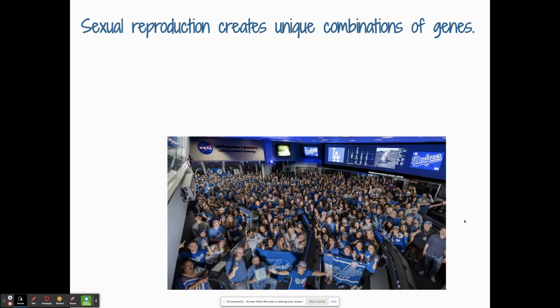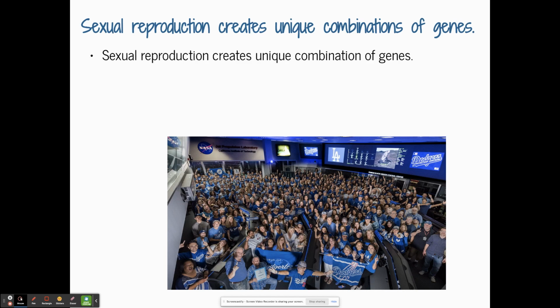So sexual reproduction creates unique combinations of genes, right? As we see in this illustration, there's a big picture of humans, and notice that no 2 humans in this picture are identical. They are each genetically unique from each other.